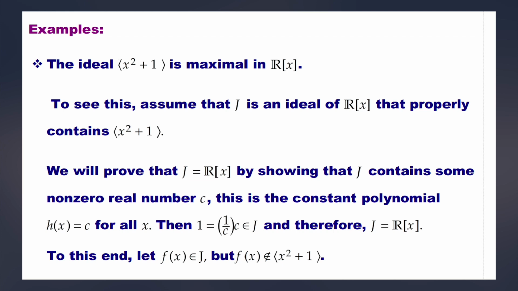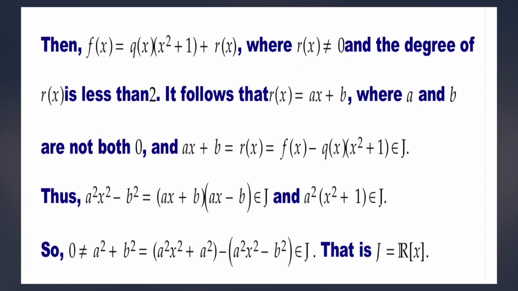To this end, let f(x) belong to J, but f(x) does not belong to the ideal generated by x squared plus 1. Then f(x) is equal to q(x) times (x squared plus 1) plus r(x), where r(x) is not equal to 0 and the degree of r(x) is less than 2. It follows that r(x) is equal to ax plus b, where a and b are not both 0, and ax plus b equals r(x), which in turn equals f(x) minus q(x) times (x squared plus 1), which belongs to J.